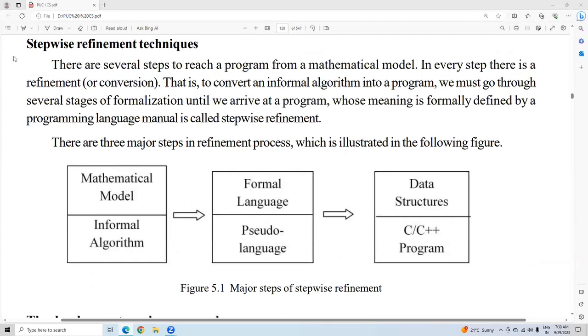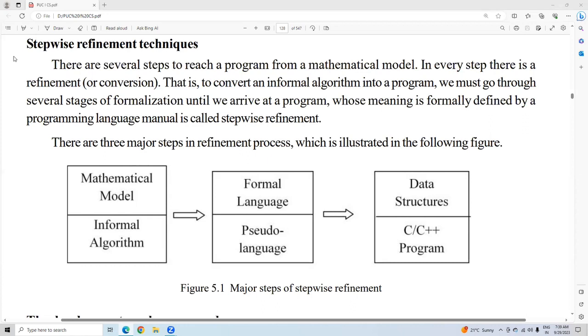So, stepwise refinement techniques. There are several steps to reach a program from a mathematical model. In every step, there is a refinement, that is conversion. That is to convert an informal algorithm into a program. The process of converting the problem from the algorithm step up to the final step, the program, there will be a refinement or conversion process.